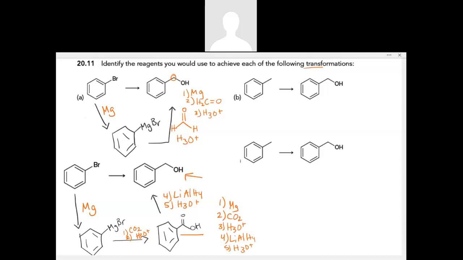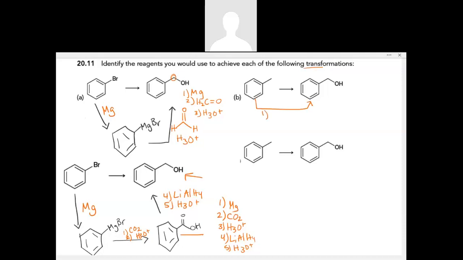Let's take a look at part B here and see if we can accomplish this first transformation. So we have our methylbenzene, and we want to create our alcohol product here, our benzyl alcohol. So they both have 7 carbon atoms, so we don't have to add any alkyl groups or do any changes to our carbon skeleton here.